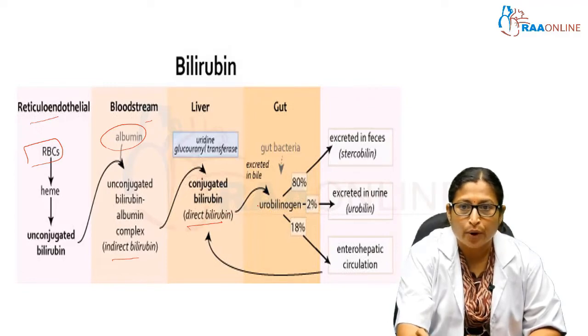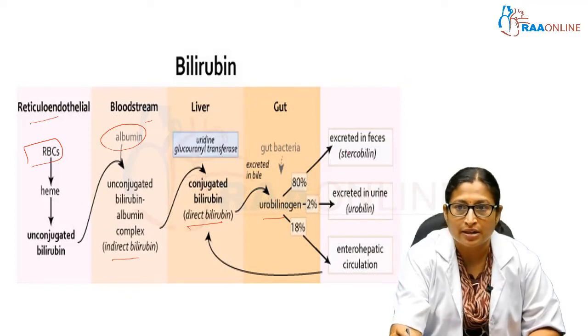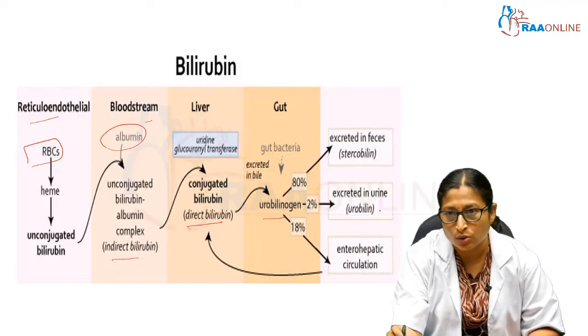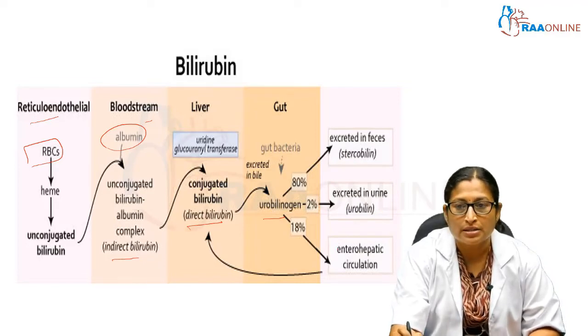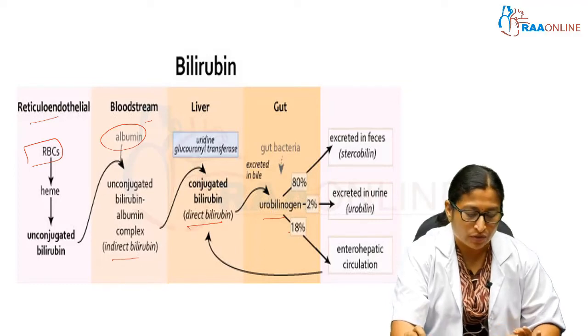So this is an important rate limiting step in bilirubin metabolism, that is, secretion of conjugated bilirubin into the bile. So that happens, and in the gut it is converted further into urobilinogen, of which 80% is excreted in the feces as stercobilin, around 2% is excreted in the urine as urobilin, and the remaining 18% enters enterohepatic circulation back into the liver. So this is the fundamental metabolism of bilirubin which we have to understand.